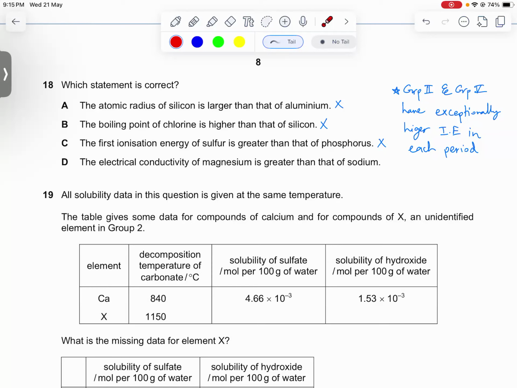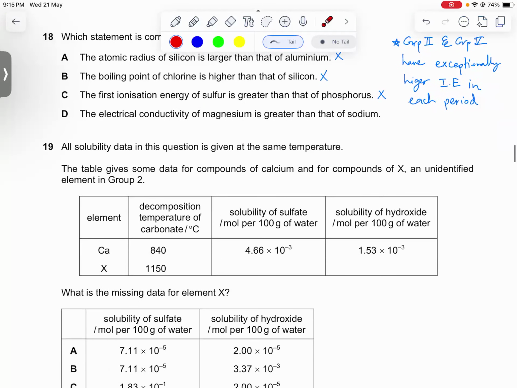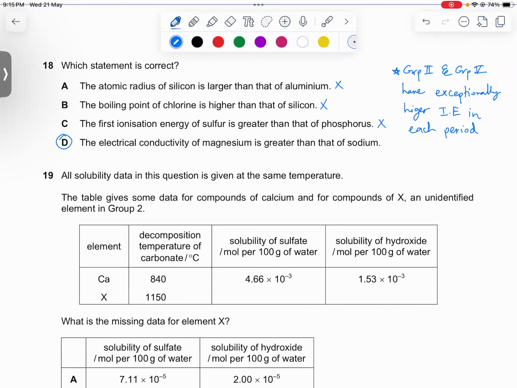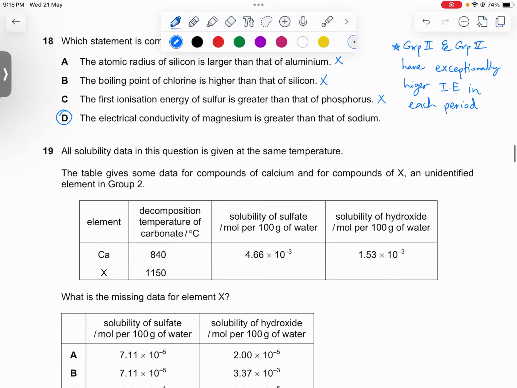Sulfur has one orbital of a subshell which is completely filled, and two half-filled orbitals of that subshell. So that doesn't give much stability. All right. So that is also wrong. So the answer must be D then. The electrical conductivity of magnesium is greater than that of sodium. That is true because magnesium has a larger cloud of electrons. It has two delocalized electrons per atom of magnesium, right?